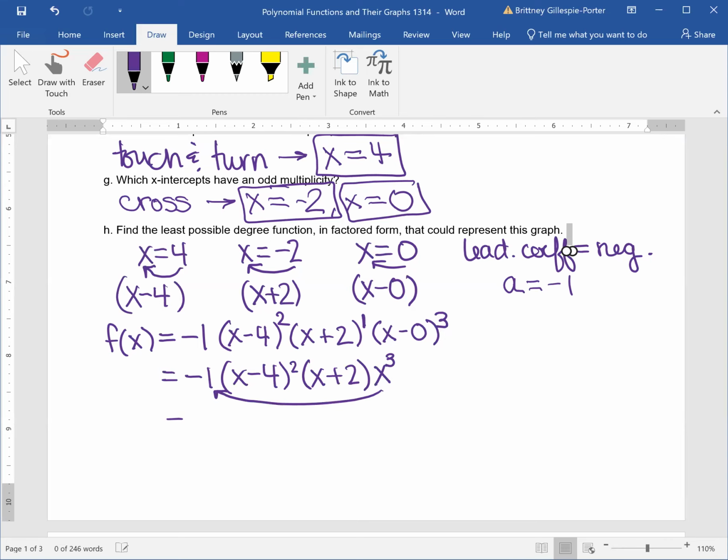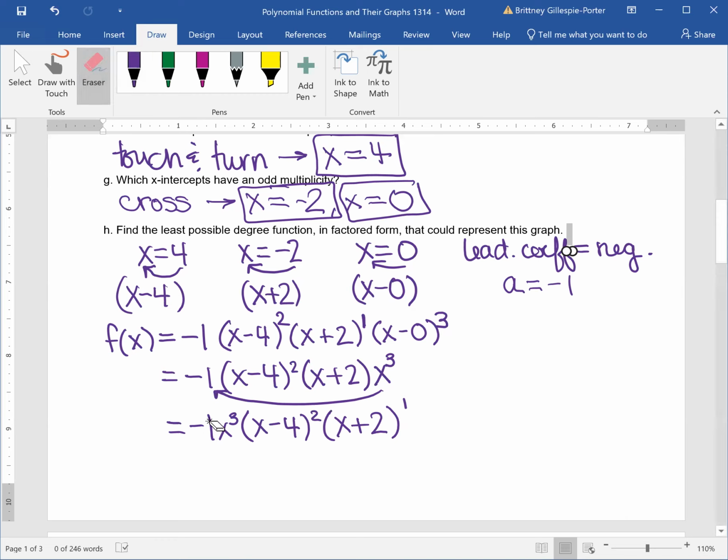So we would have -1 x cubed times x minus 4 quantity squared times x plus 2. And again, if you want to include the 1 on the x plus 2, you can. And if you want to get super fancy and drop the 1 and just have the negative, you can do that as well. Completely up to you. But if you keep the 1, that's fine. And there is our function.